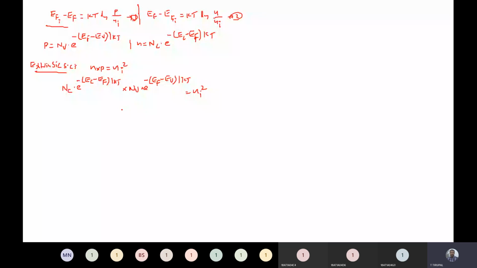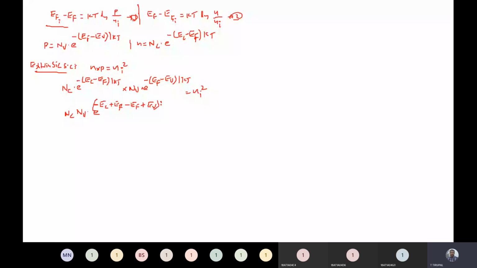Now get the equation for EC minus EV. Just substitute it. What do you get here? NC into NV into e power. Add both because it is exponential. So what do you get? Minus EC here plus EF. And what about this one? Minus EF plus EV, whole divided by KT.